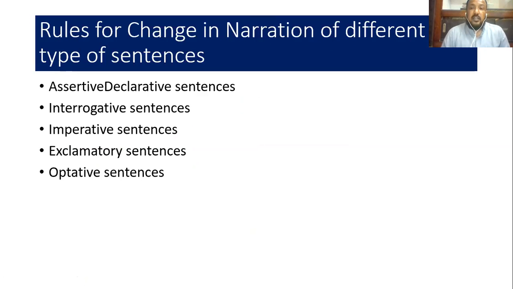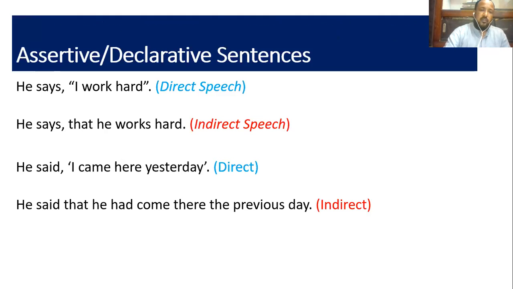Rules for change of narration of different types of sentences. Basically, there are five kinds of sentences that we use in narration and we change them according to their rules. First one is assertive or declarative sentence. Second one is interrogative sentence. Imperative, third one. Fourth one, exclamatory. Fifth one is optative. Let's move towards the first one.